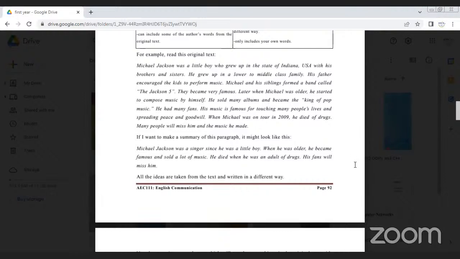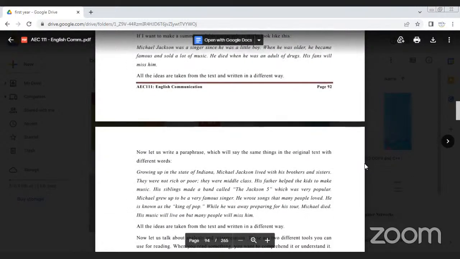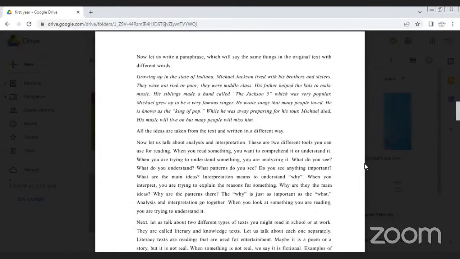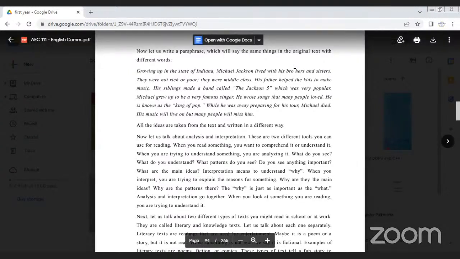Okay, in this way, you have to write down summary writing. All the ideas taken from the text are written in a different way. Now let us write a paragraph. How to write a paraphrase of this given paragraph? Now let us write a paragraph which will say the same things as the original text with different words.